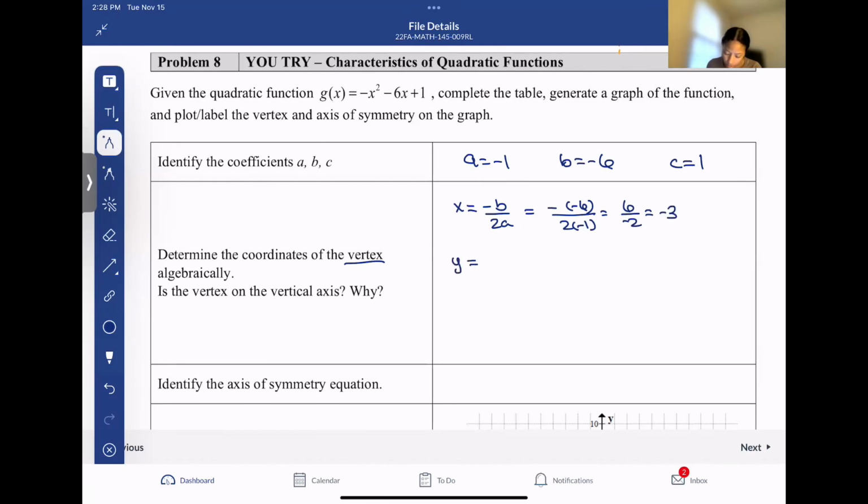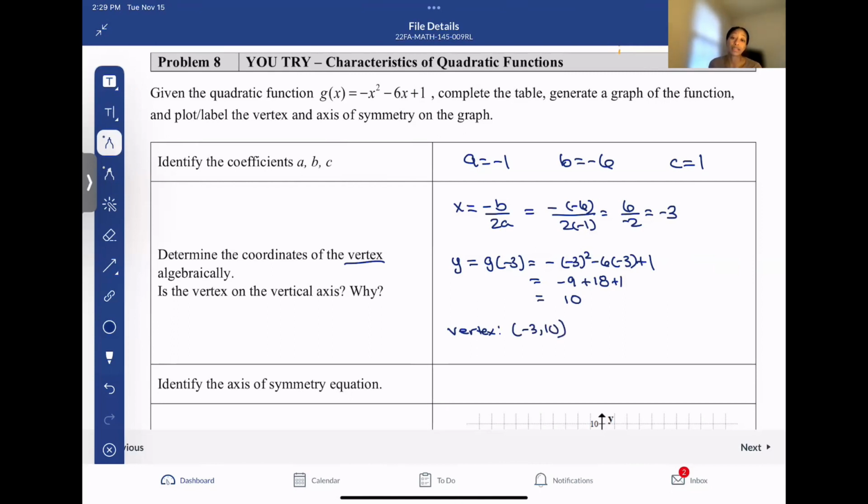And the y-coordinate would be g of negative 3, which is negative 3 squared minus 6 times negative 3 plus 1. We have to simplify that. Okay, so that gives us negative 9 plus 18 plus 1, which would be 10. Putting those two pieces together, our vertex is negative 3, 10.